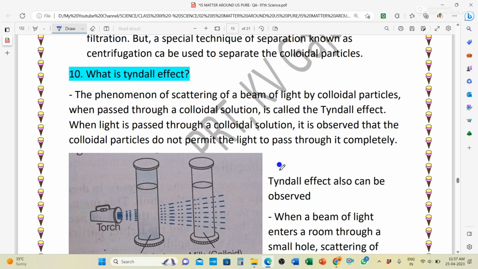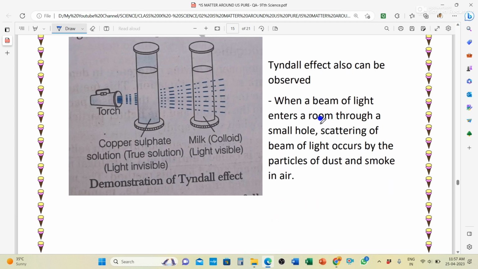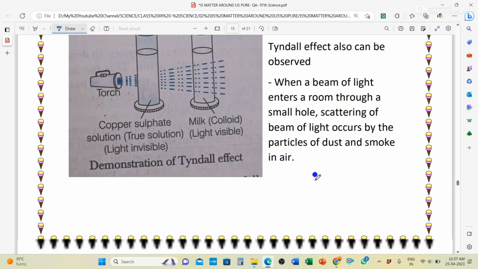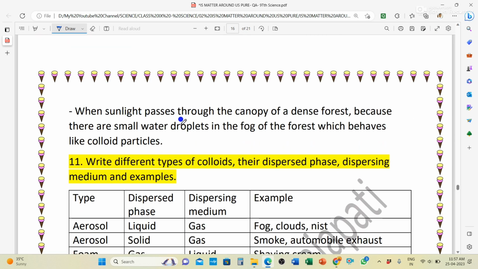The Tyndall effect can also be observed when a beam of light enters a room through a small hole. You can see the scattering of the beam of light by the particles of dust and smoke in air. Because in air there is dust and smoke, they act like the particles of a colloid. Then, when sunlight passes through the canopy of a dense forest, you can see it, because there are small water droplets in the fog of the forest, so they also act like colloidal particles and scatter the beam of light. That is also called the Tyndall effect.